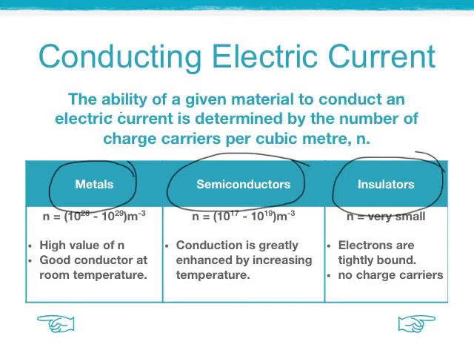Well, metals tend to have a humongous amount, 10 to the 28 to 10 to the 29 per cubic meter. Semiconductors are interesting materials because they are conductors under certain conditions. And again, we will look at these a little bit later on. Here, conduction is greatly enhanced by increasing temperature and sometimes other properties. We have 10 to the 17 or 10 to the 19. Still seems like a really, really big number, but it's actually small compared to what you find in metals.